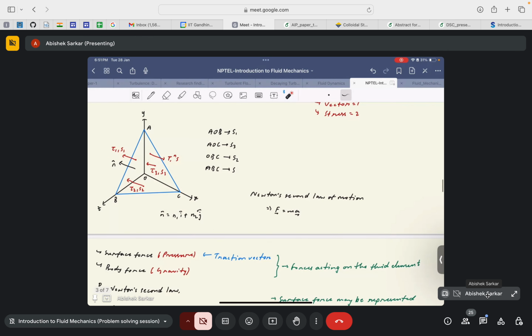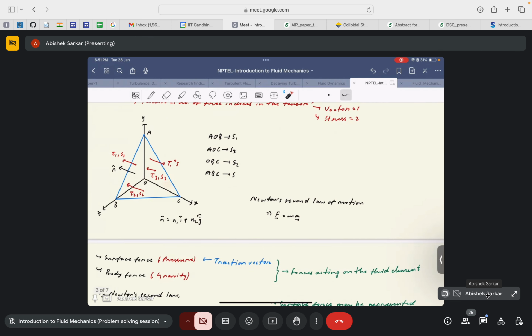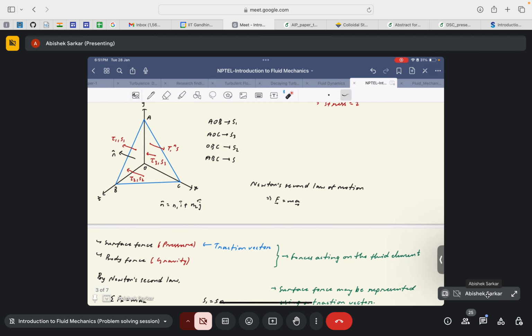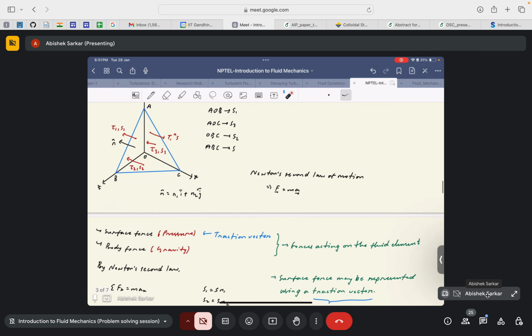So let's consider this particular tetrahedron shape. Say the surface AOB is surface S1, AOC is surface S3, and OBC is surface S2, and ABC, let us say, is surface S. The normal vector to this surface S is given by n cap, which is n1 i cap plus n2 j cap plus n3 k cap. This is 3D, right?